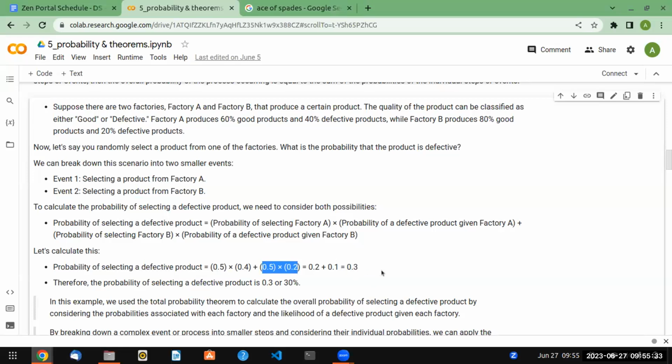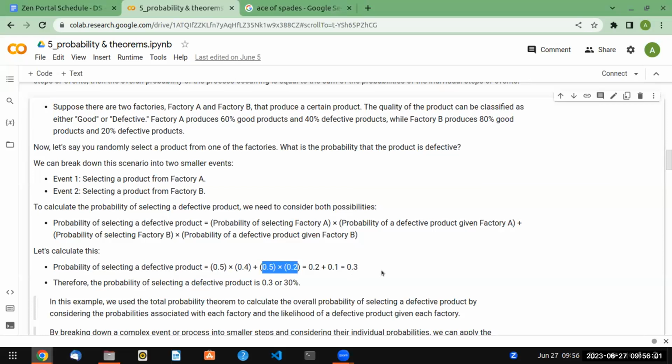That means there is a 30% chance: if you randomly choose one product from A and B company, you will get a defective product. There is a 30% chance. That means if you randomly choose a product from these two factories, there is a 70% chance you are going to get a good product and a 30% chance that you are going to get a bad or defective product.